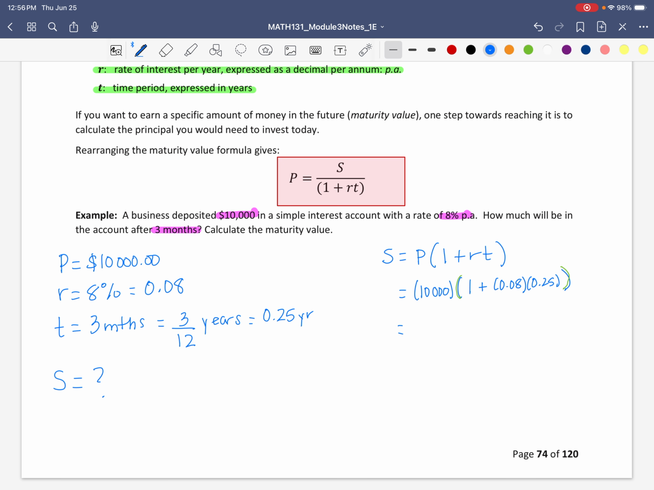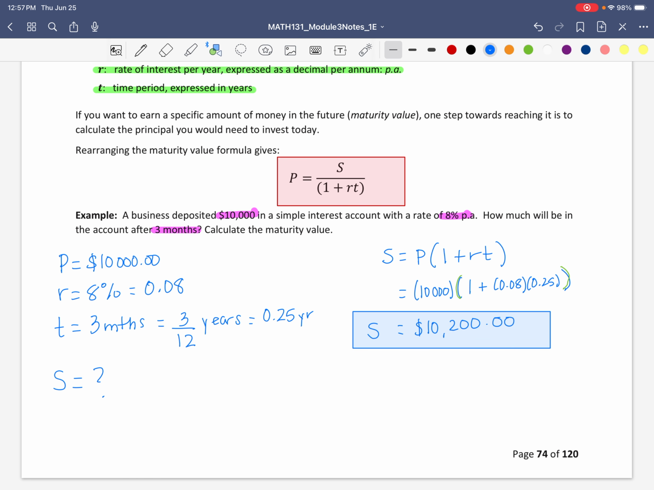All right, so if you've done that correctly, you're going to get a value of $10,200. And again, remember, we want to ensure that we include our dollar sign as well as round our dollars to 2 decimal places. So if you didn't get this answer, just double check, make sure you have the correct number of brackets when you put this into your calculator.